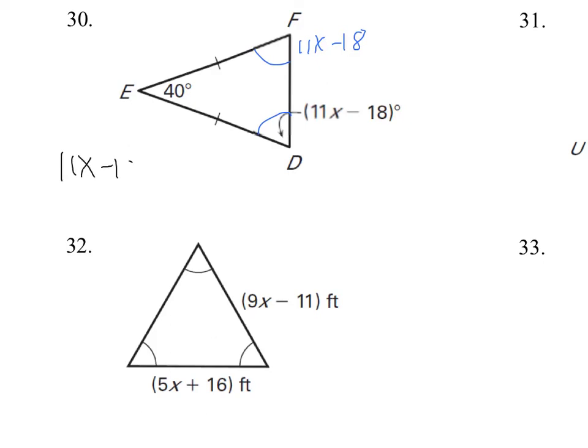If you set 11x minus 18 equal to 11x minus 18, if you try and solve that, let's say I get the x's on one side or the other, both x's go away. And you're left with a true statement, but it's not a statement that tells you what x is. So it's like it doesn't do you any good. So let me back up here.